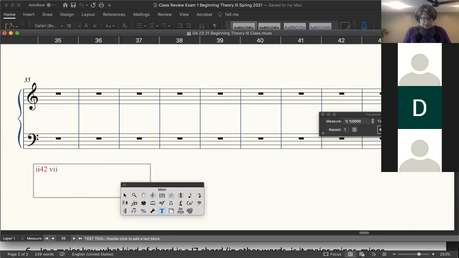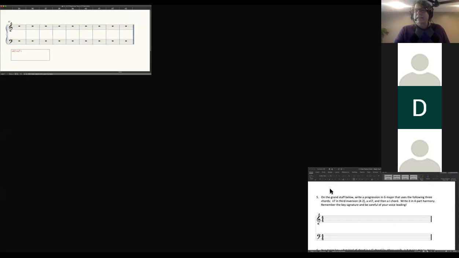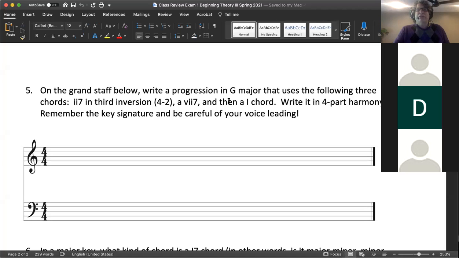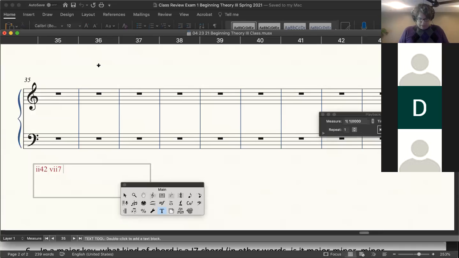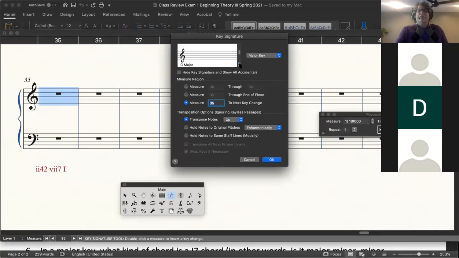Sorry, 7/7 to 1. And it's in the key of G major. Okay, so that makes 1 a capital 1, and we're in G major. So I will quickly make this G major. Now, this is not as tricky as it looks.